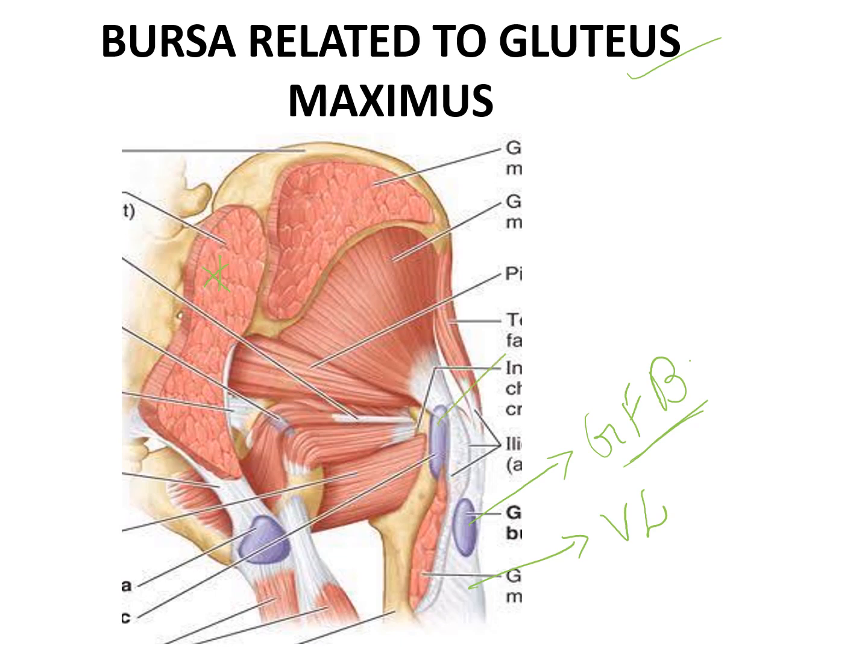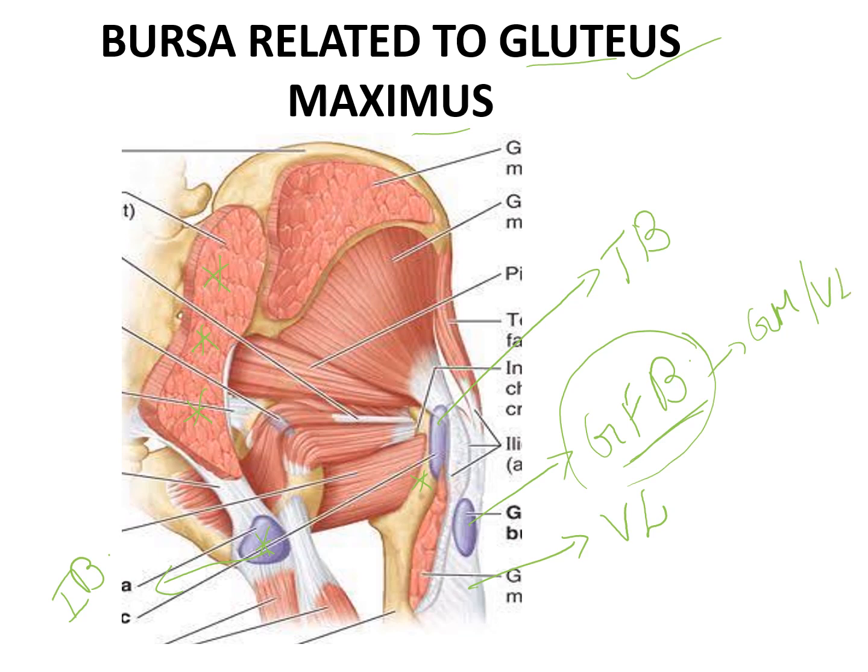We also have a bursa which is called the trochanteric bursa. This bursa is in between the greater trochanter of the femur and the gluteus maximus muscle. We have another bursa which is called the ischial bursa, which is in between the gluteus maximus muscle and the ischial tuberosity of the hip bone. So these three are the bursas in relation to the gluteus maximus muscle. So you have the gluteofemoral bursa, a frequent MCQ question, which is in between the gluteus maximus and vastus lateralis.